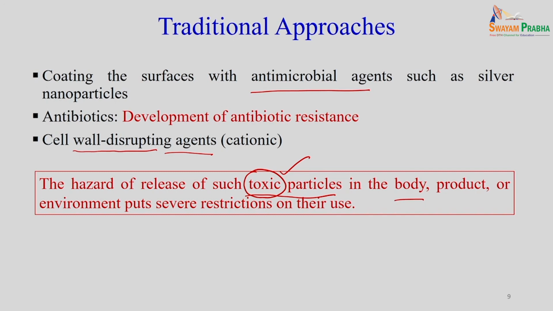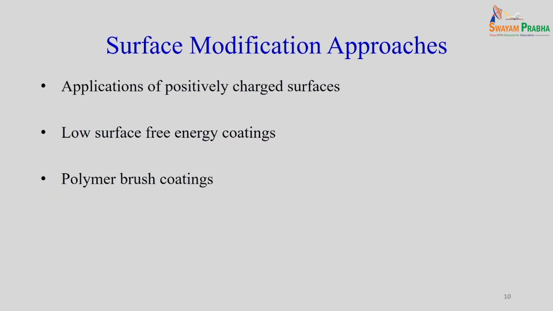Also, if you go for antibiotics, prolonged use of antibiotics develops antibiotic resistance. So, these are the few demerits of these classical approaches to restrict bacterial adhesion. So, we go for modifying or coating the surfaces with positively charged surfaces, surfaces with low surface energy, or coating with polymer brush. So, we will discuss each of them.